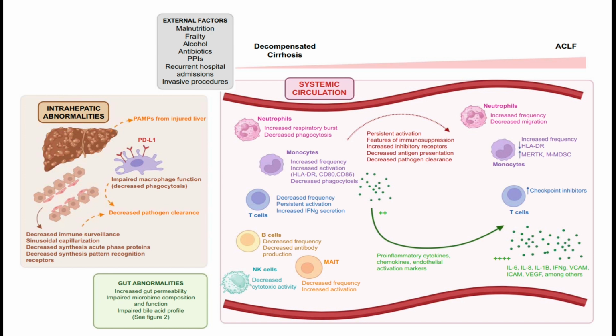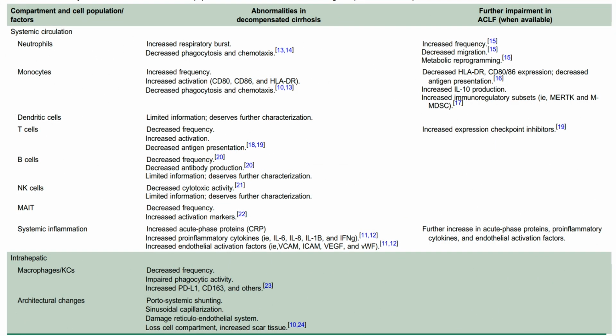4. Progression to ACLF. In patients with ACLF, these immune dysfunctions worsen, leading to excessive levels of pro-inflammatory cytokines, chemokines, and endothelial activation markers. Increased immunoregulatory cell subsets, like MERTK-expressing monocytes, further contribute to immunosuppression, increasing the risk of life-threatening infections. The table summarizes immune dysfunction in decompensated cirrhosis and its worsening in ACLF.